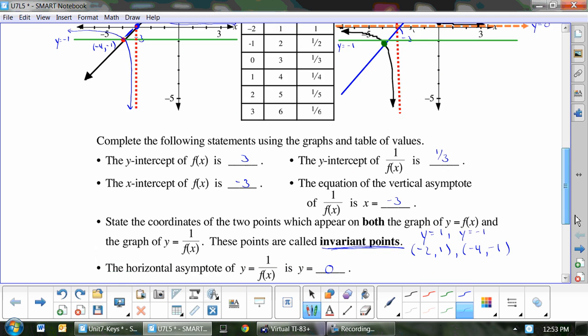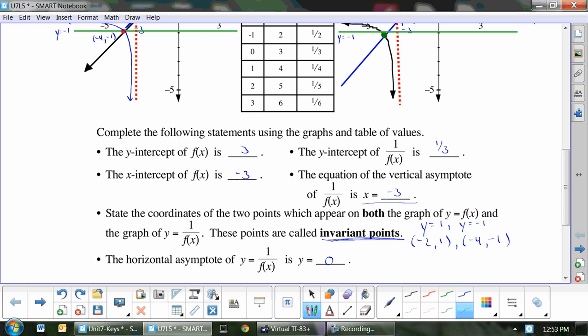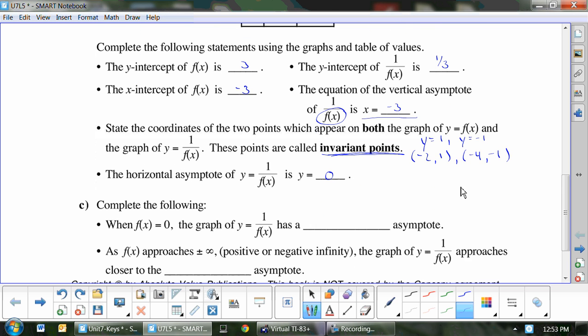Yeah, because the x-intercept is where that denominator would equal 0, right? So it's like our non-permissibles.